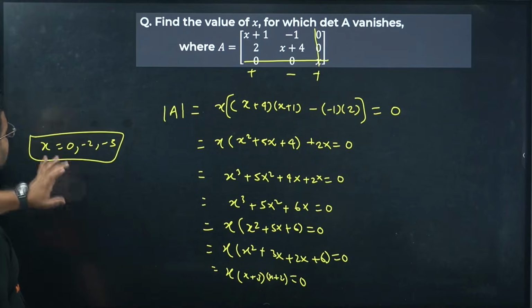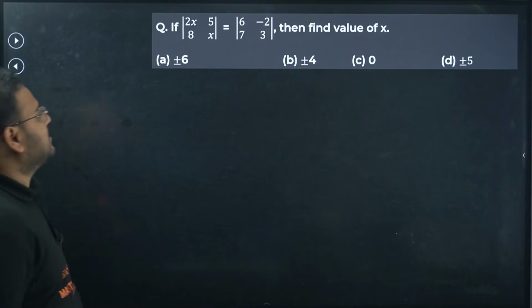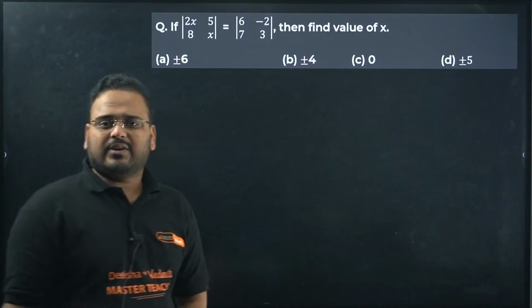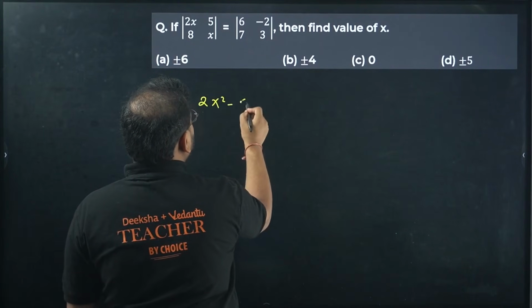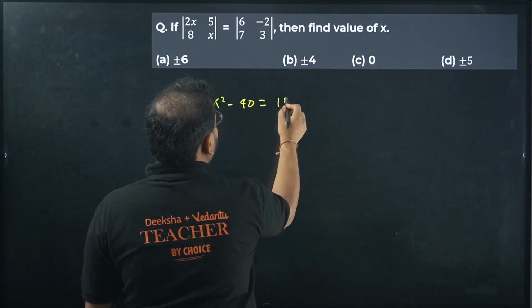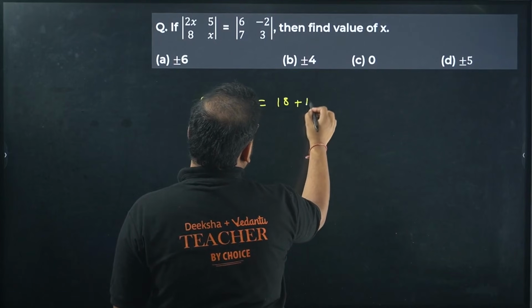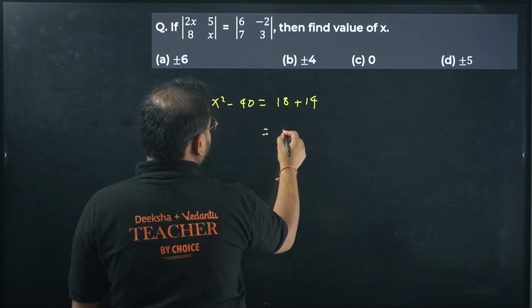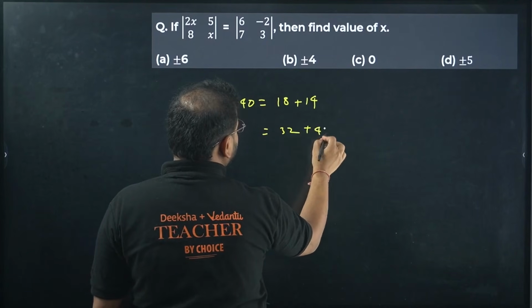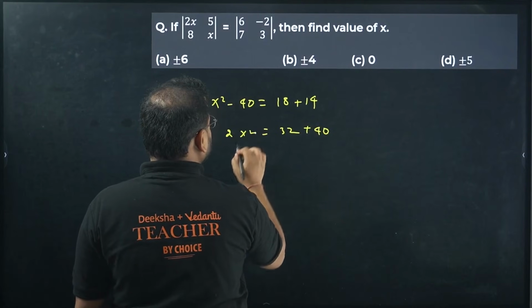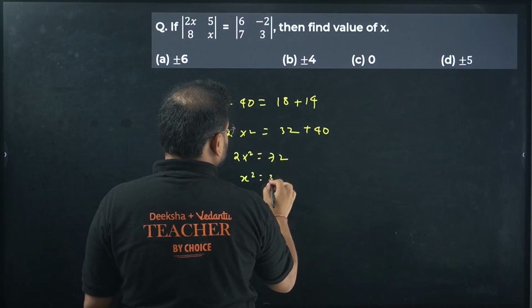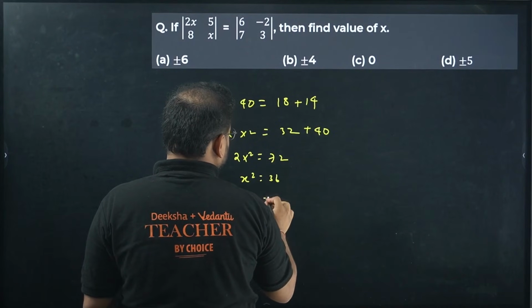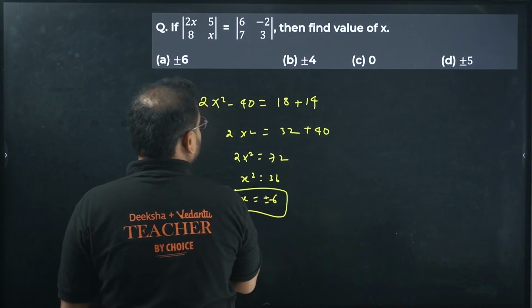Okay, cool. Moving on. Next, find the value of x. It's a determinant, so we can't compare it, we'll just find the value. We get over here 2x square minus 40, 18 and plus 14, I guess. 32 plus 40, 2x square is 72, x square is 36, x value is plus minus 6.